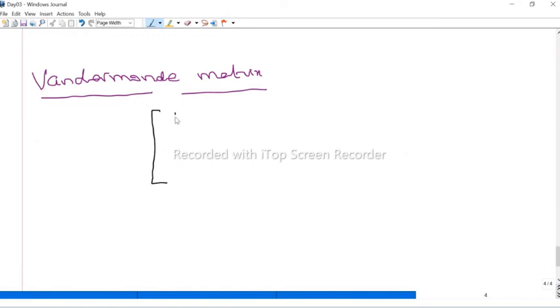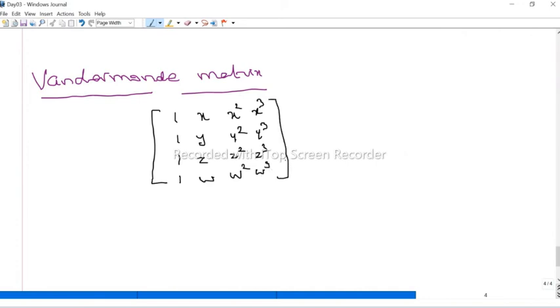Suppose you take 1 1 1 1, a 4 by 4 matrix, so 4 rows and 4 columns. Suppose I take some x, then it should be x square and x cube. If you take another variable y, this should be y square and y cube. If you take z, then z square, z cube. And suppose you take w, then w square and w cube. So this is a Vandermonde matrix. Usually we call it A.